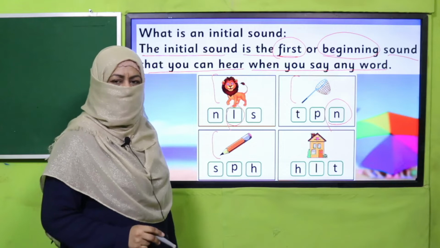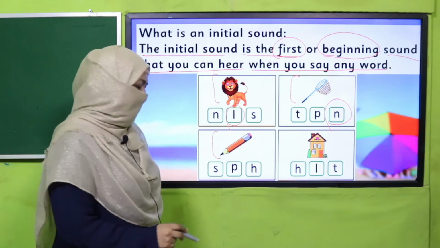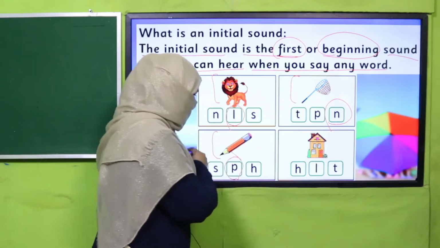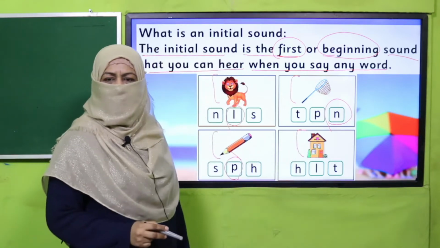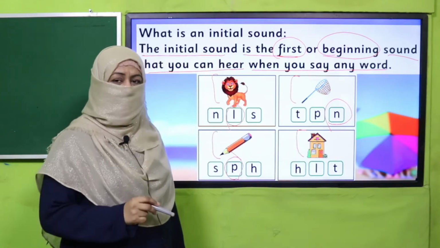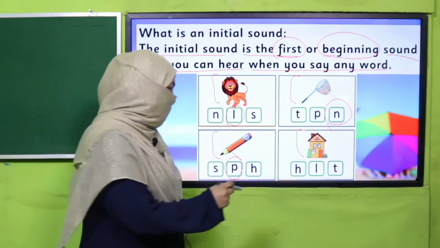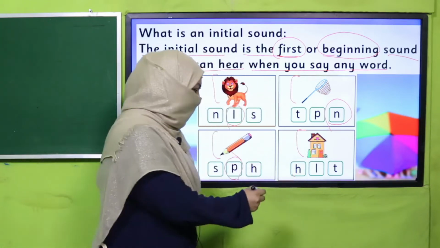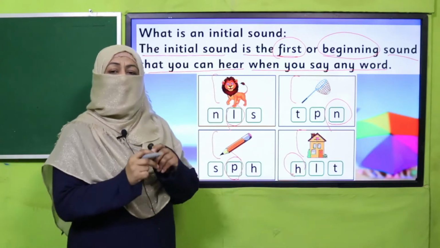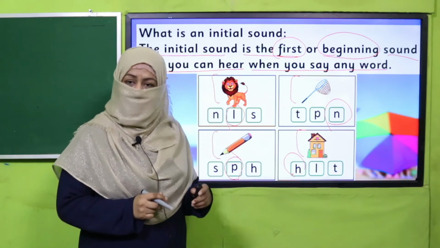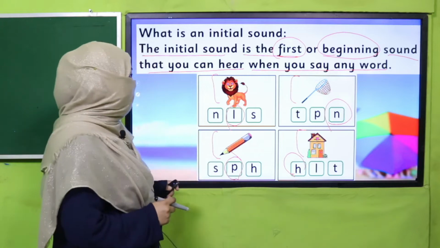Pencil, pencil, pencil. So what is the initial sound? P and P. Which letter sounds like this? That's letter P. Again, it's house, house. So what is the initial sound? And which letter sounds like that? It's letter H. So this is how we find initial sound and we relate this sound with letter, right? So we are going to practice it.